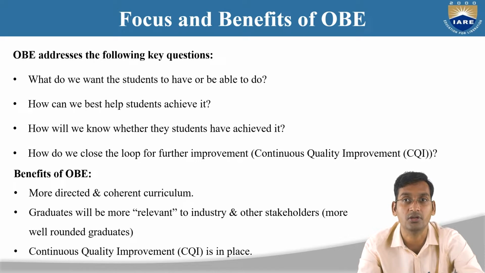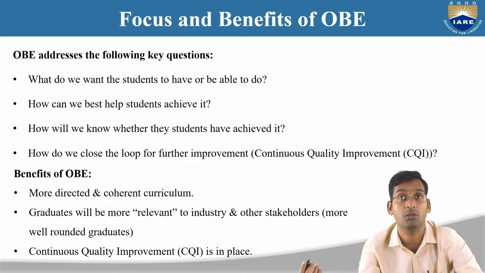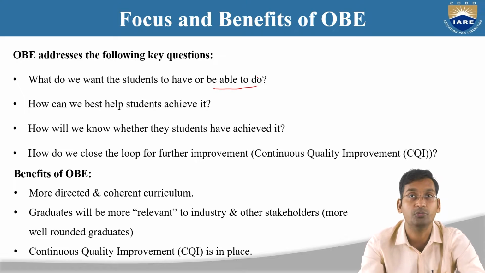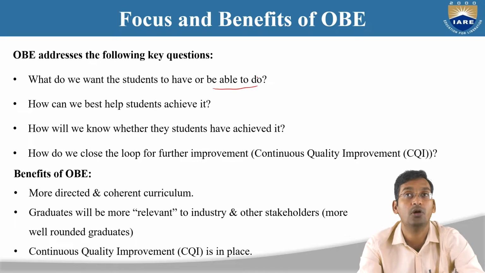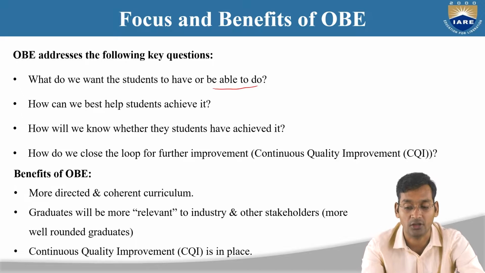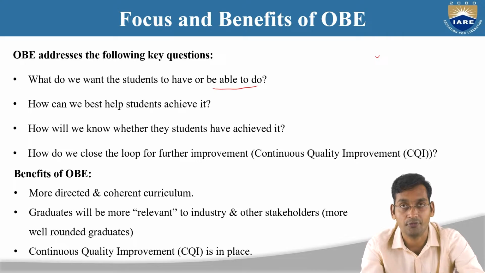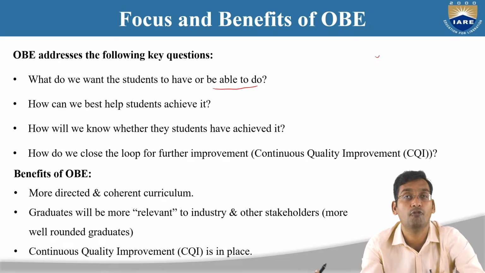So what do we want the student to be? Suppose engineers. It's not like the normal engineer will be there. So at what level should the engineer be? That is the first thing. Then, or be able to do. That means the student is able to do up to what level. They can go for some small projects, some bigger projects also. They can perform very well, depending upon what they want and up to what level they can do.